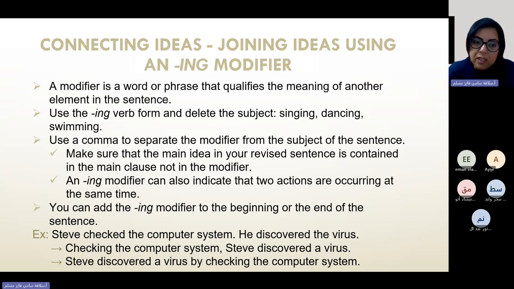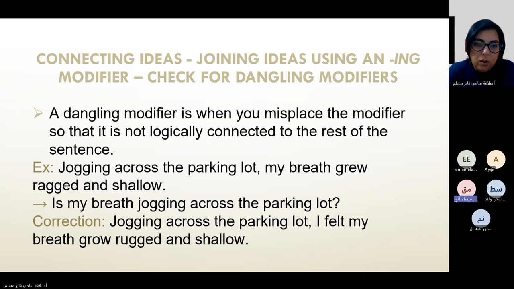Okay? So these are called gerunds. They are not verbs. They work as a subject. Okay? But I want to ask a question.